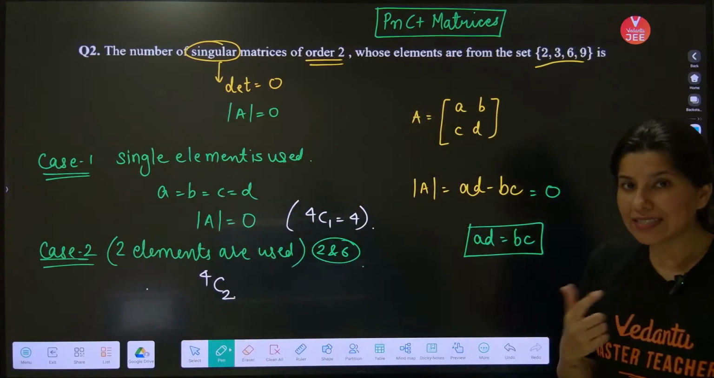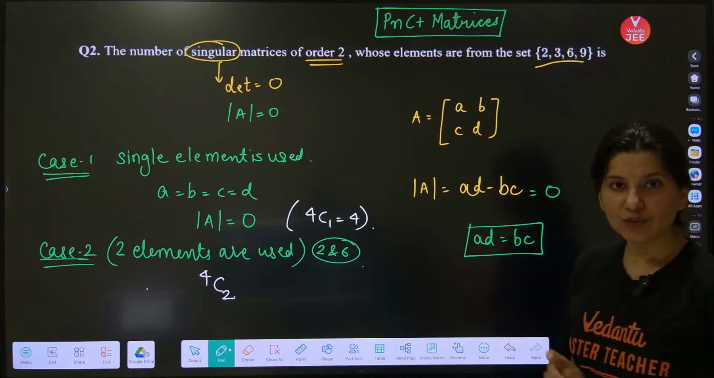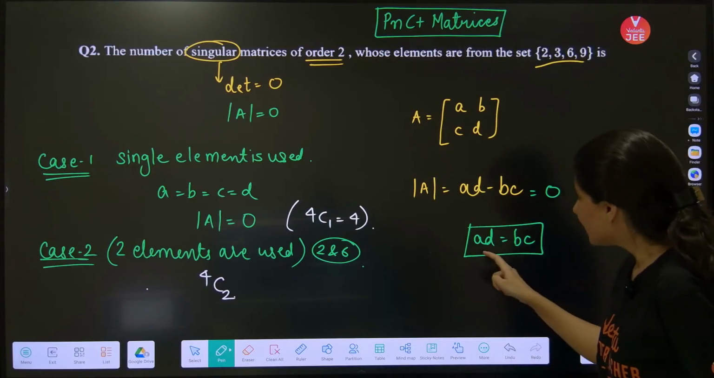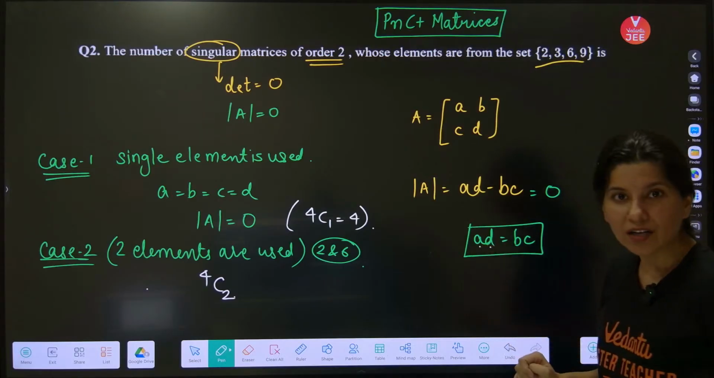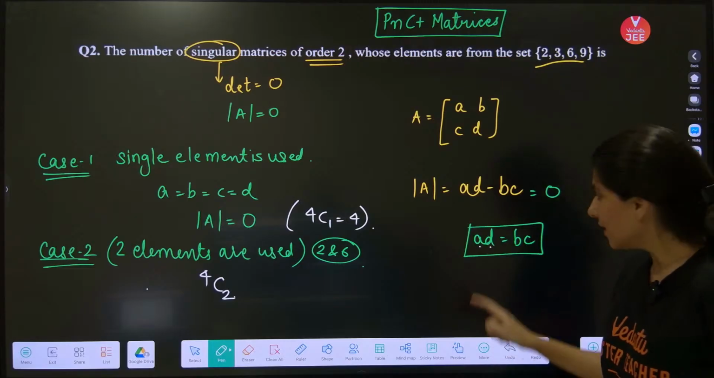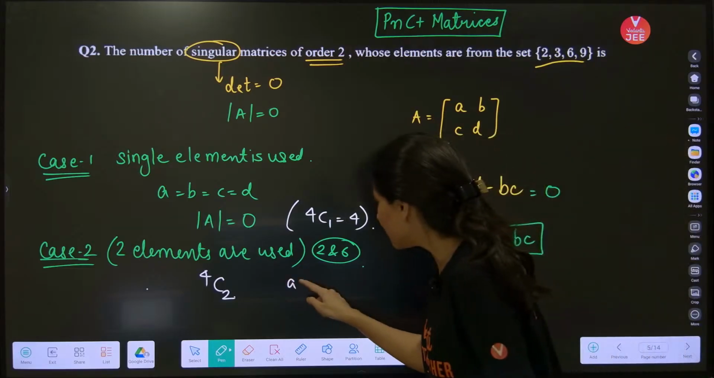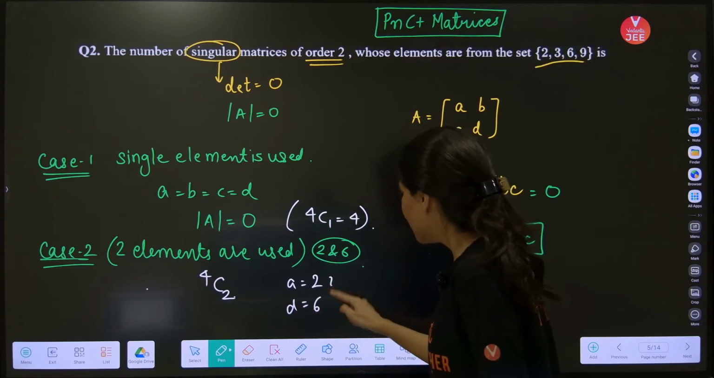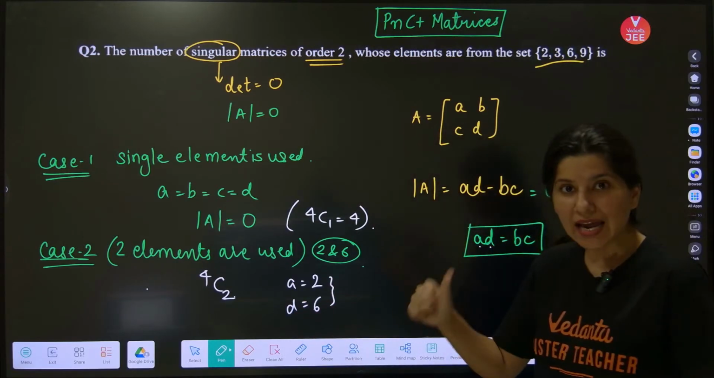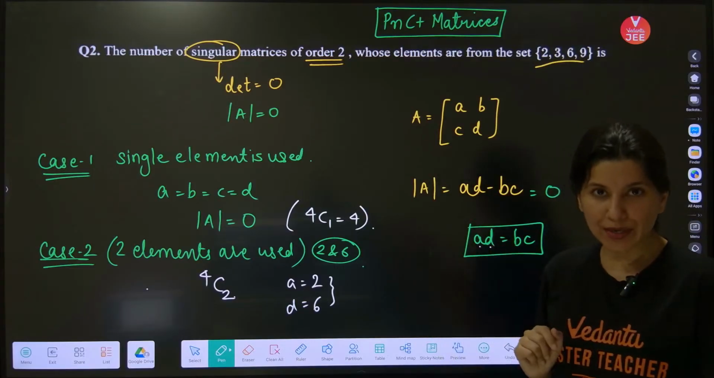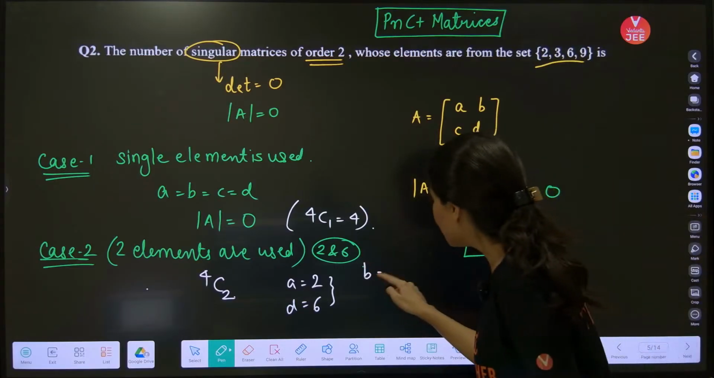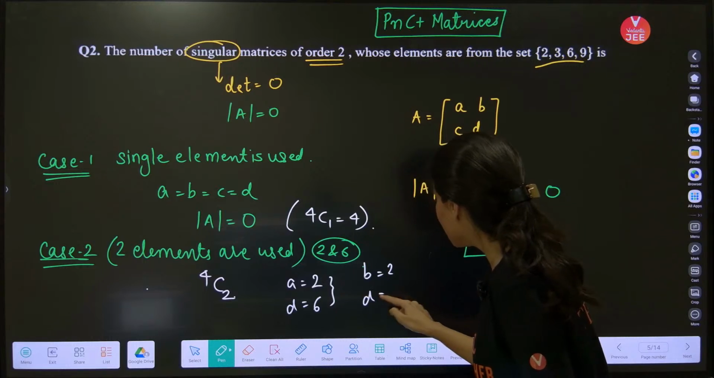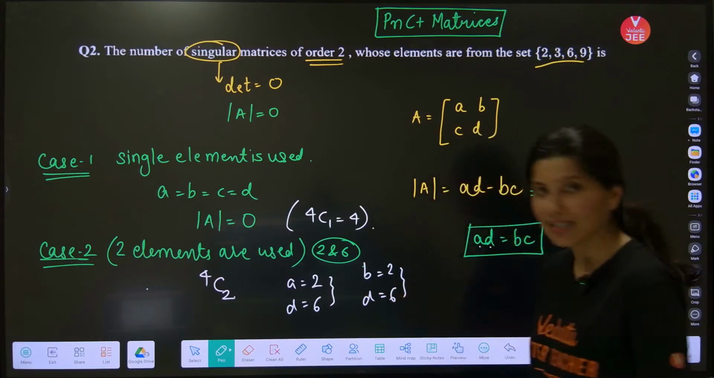Now to make it singular, I have to make sure that if A and D are 2 and 6, suppose A is equal to 2 and D is equal to 6, in that case B and C also should be 2 and 6. So B is equal to 2 and C is equal to 6. This is one such case.